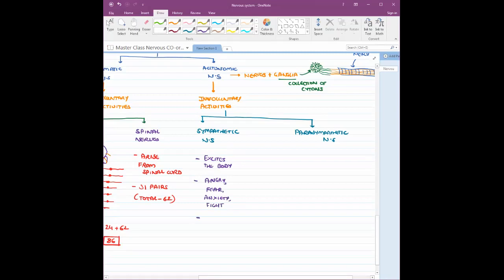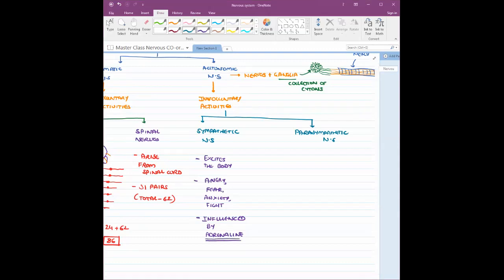And guys, now always remember, the sympathetic nervous system is influenced by adrenaline. Because fear, flight, fight, anxiety, all these things are nothing but given by your adrenaline. If you remember, we had done the effects of adrenaline. So yes, the sympathetic nervous system is influenced by adrenaline.